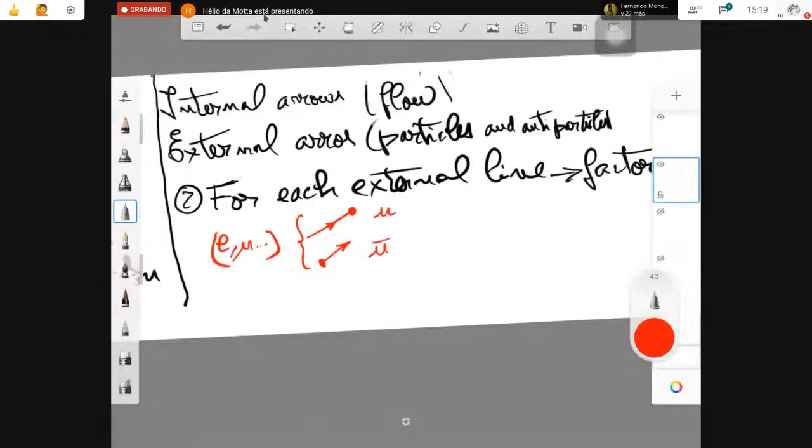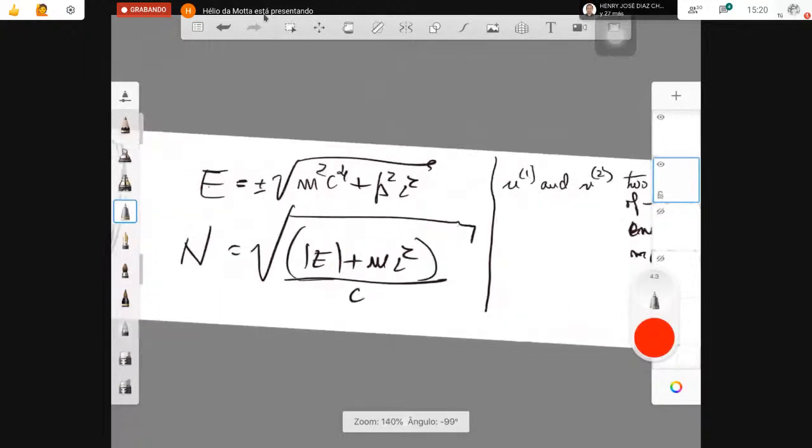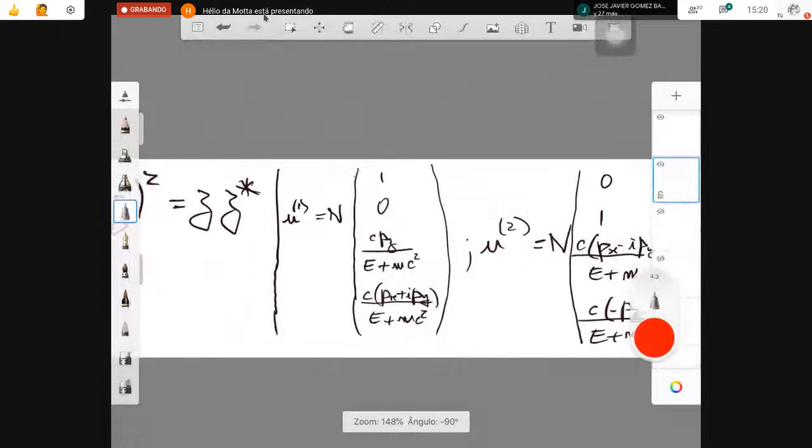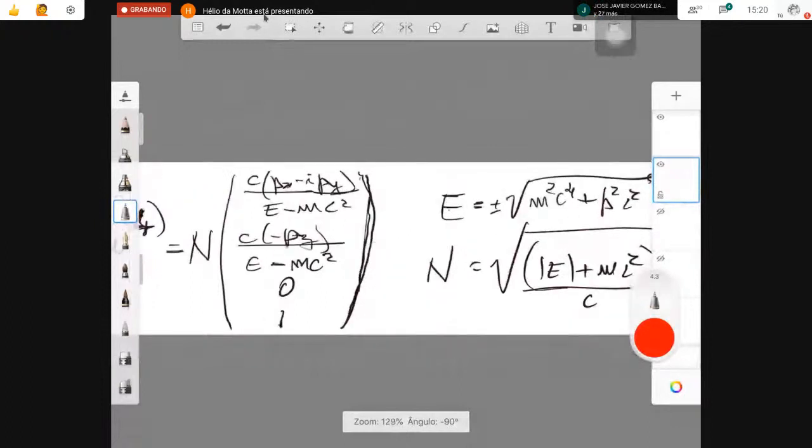Remember they have u as a column. So a column vector here. The u bar will be the transpose of this column, but inverting some of the components. Okay, I will show this when you have to do it.